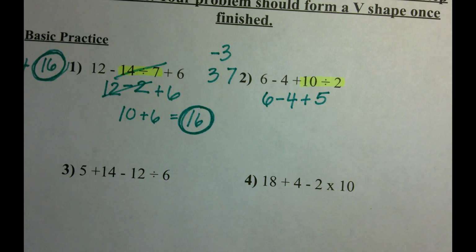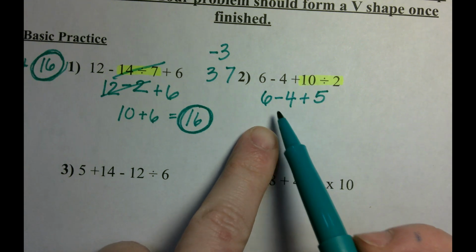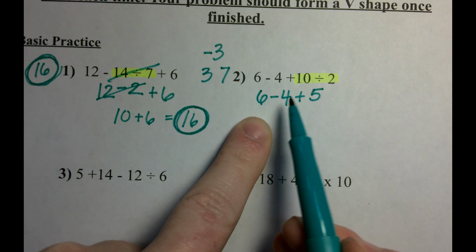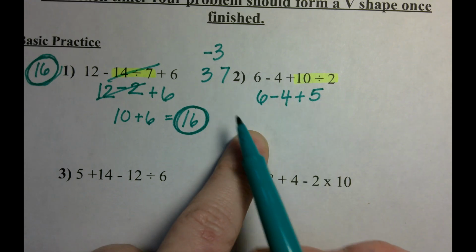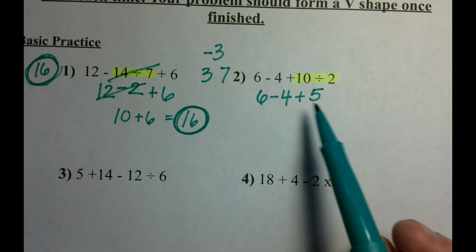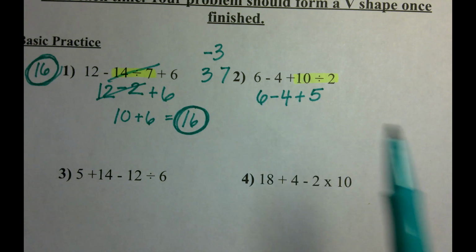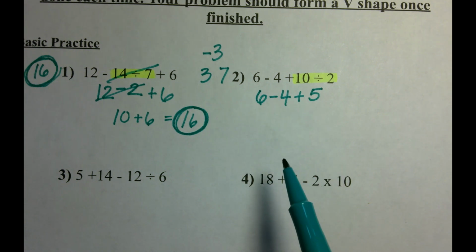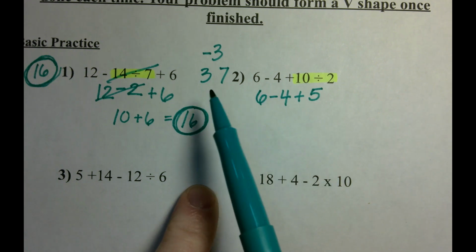Now what do I do? You multiply 6 from 4. 2. Plus 2. Now let's look at our symbols here. I have 6 minus 4 plus 5. Do I have any multiplication in here? No, just addition and subtraction. So which one do I do first? Subtraction. We're going left to right.